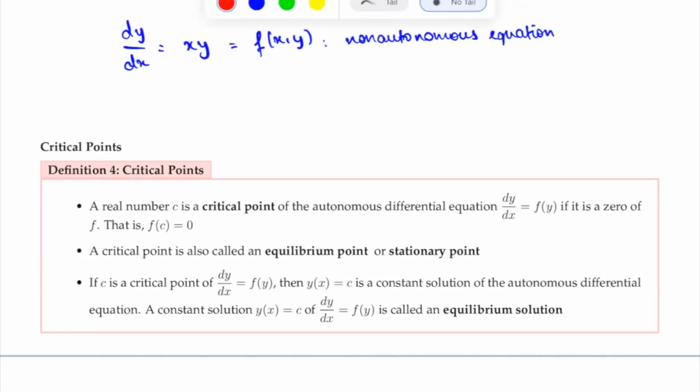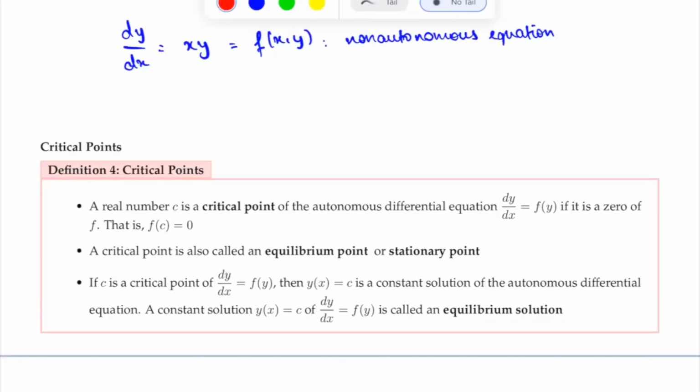Another name for critical point is the equilibrium point or stationary point, and that point is very important for our analysis. Now, if c is a critical point of the autonomous system, then y of x equal to c is a constant solution.